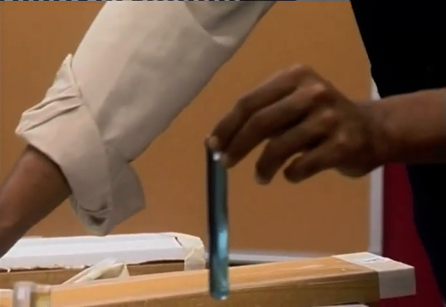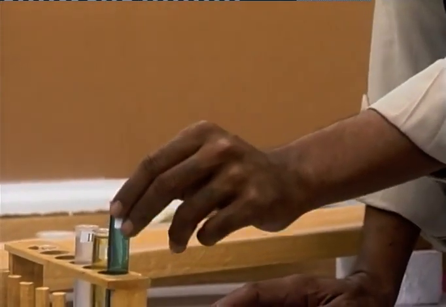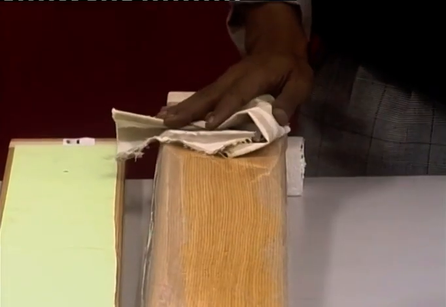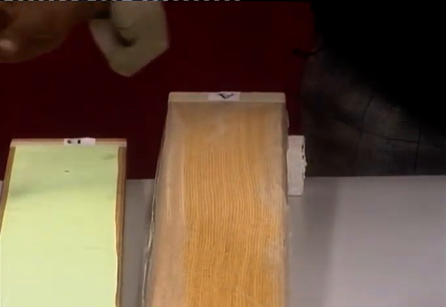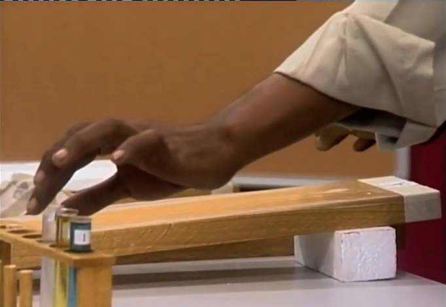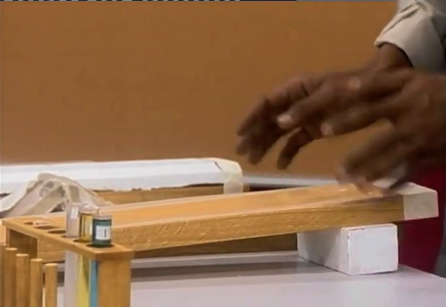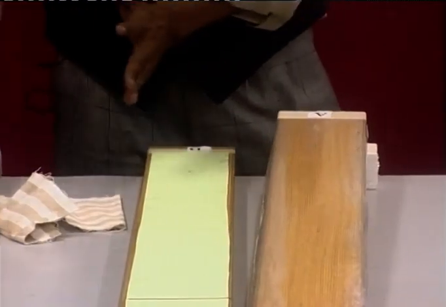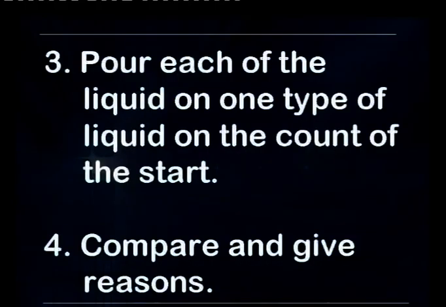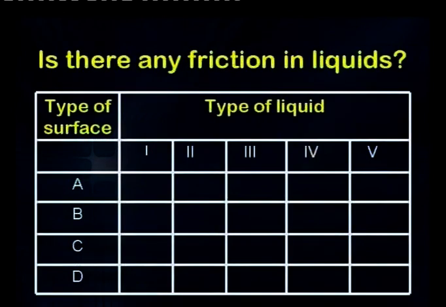You record the starting time and the finishing time. After you do your recordings, you clean it with the rag, and you go on to the next liquid. Do the same, clean it, and then go on to the next liquid. After you finish with the first surface, you go on to the second one. You finish with the second one, you go on to the third one. Step number 3 tells us to pour each of the liquids on one type of surface. After you do all that, you will compare and give reasons. And this is the table that you will have to complete.